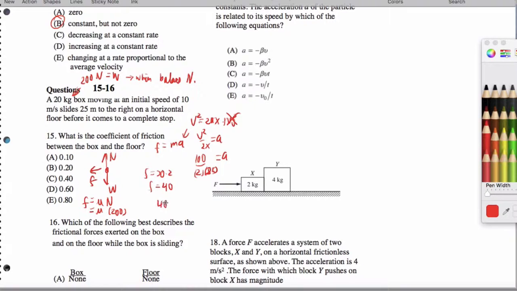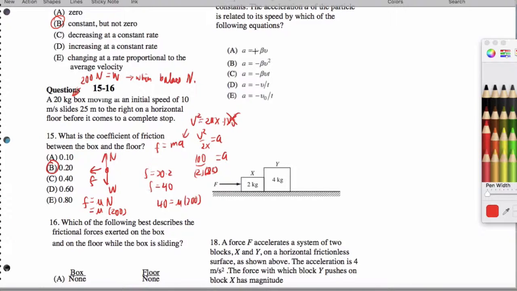So I'm going to get 40 equals mu times 200. And when I actually simplify that out, that is going to end up being B, 0.2. Make sure I absolutely get that right. Yeah, I guess so. So the acceleration is 2. 20 times 2 is 40. 40 is mu times 200, yeah, okay, nice.